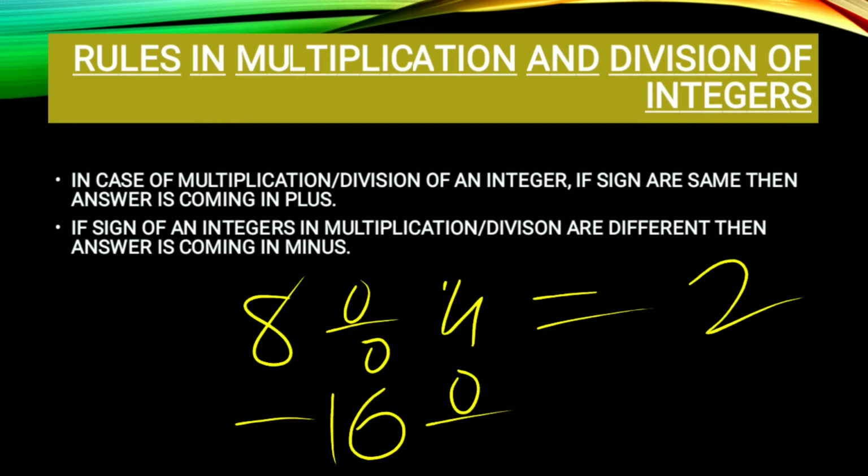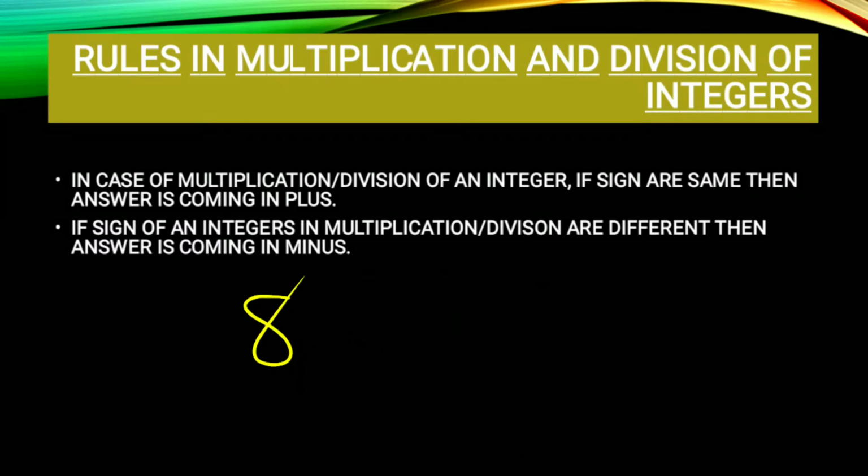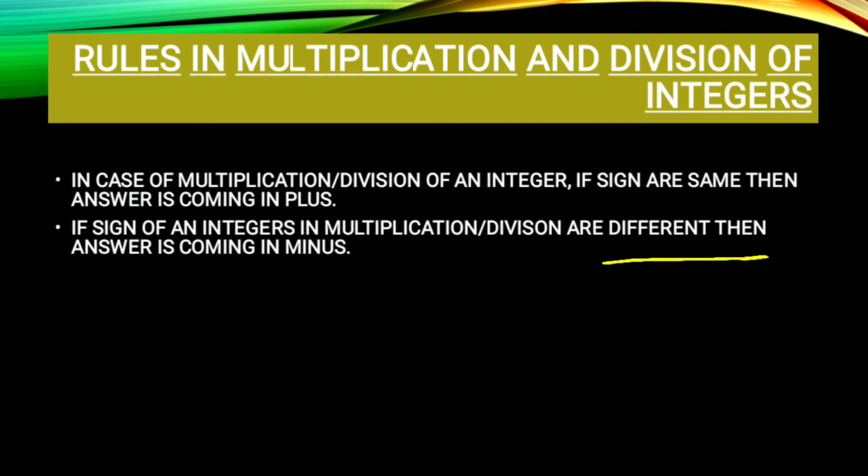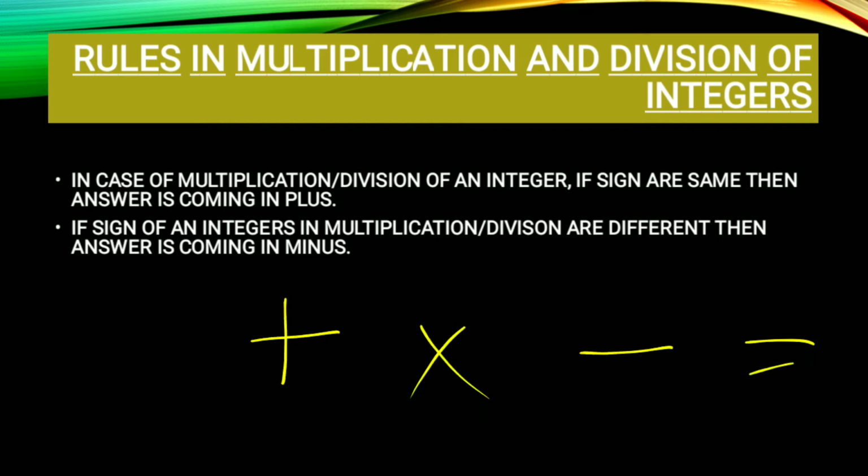So what is our rule number 1? Rule number 1 is that in the case of multiplication and division, if the integers have the same sign, then the answer comes in plus. And if the integers have different signs, then the answer comes in minus. So let's see rule number 2 in detail. What does rule number 2 tell us? Different signs, answer comes in minus. What is meant by different signs? One integer is positive and the other integer is negative. In that case you can see that the answer comes in minus.